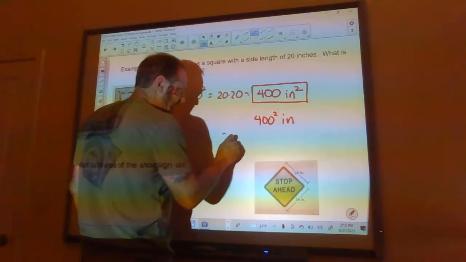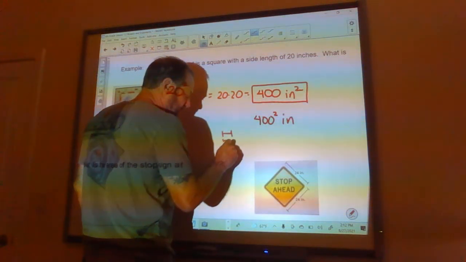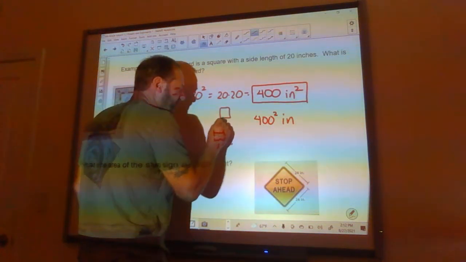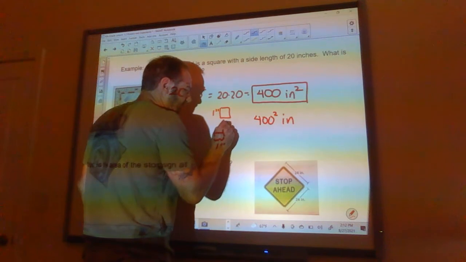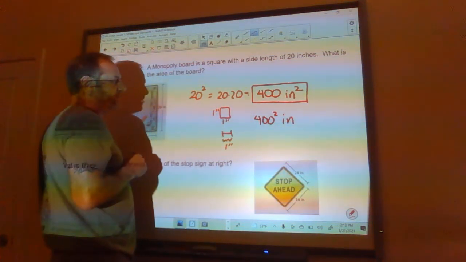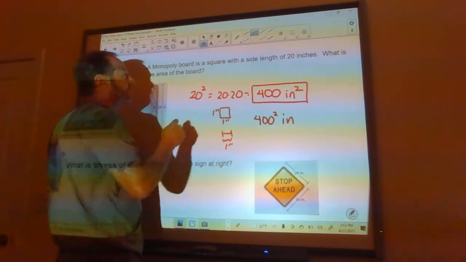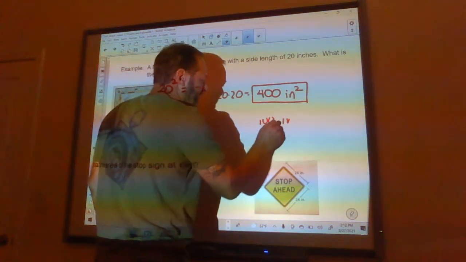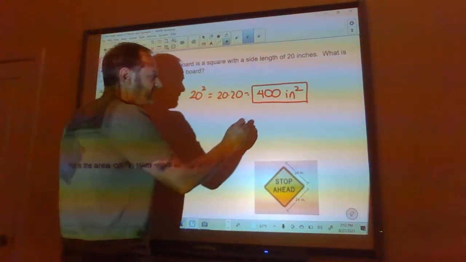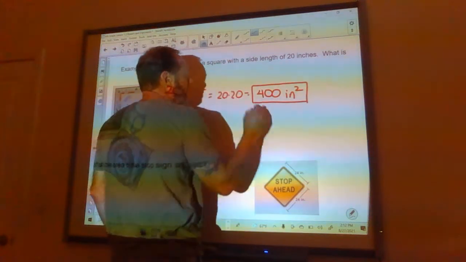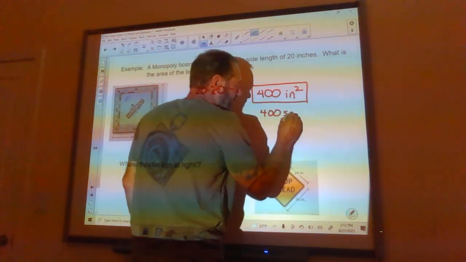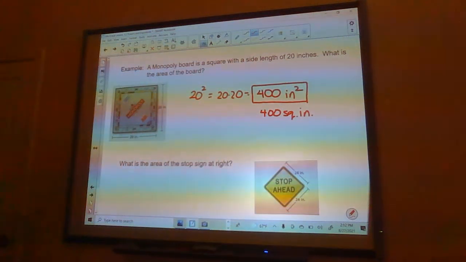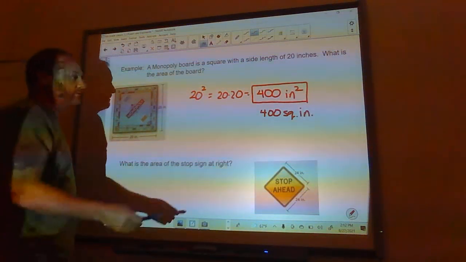This would be 160,000 of these, where this was 1 inch long. This is 400 of these, where that's 1 inch by 1 inch. Okay, so there's a big difference there. So be really mindful of that, that you don't write it like that. You can write it like this if you prefer. You can write it as 400 square inches like that. You always need to label the units.